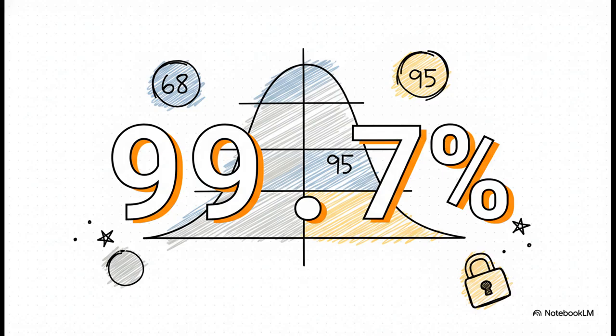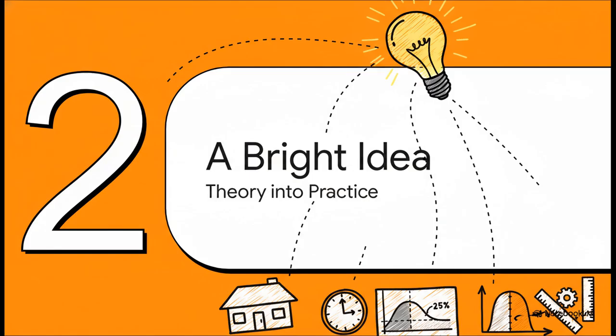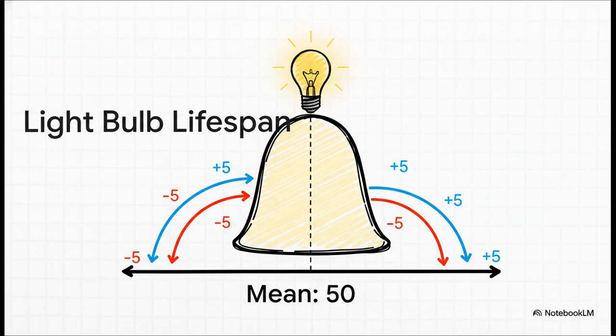So just lock these numbers in your head, 68, 95, 99.7. That's the code. Theory is one thing, but let's make this real. We're going to use a super simple, practical example to see this rule in action. Let's pretend we're looking at the lifespan of a certain brand of light bulb. On average, a bulb lasts for 50 weeks. That's our mean, and it's dead center on our curve.